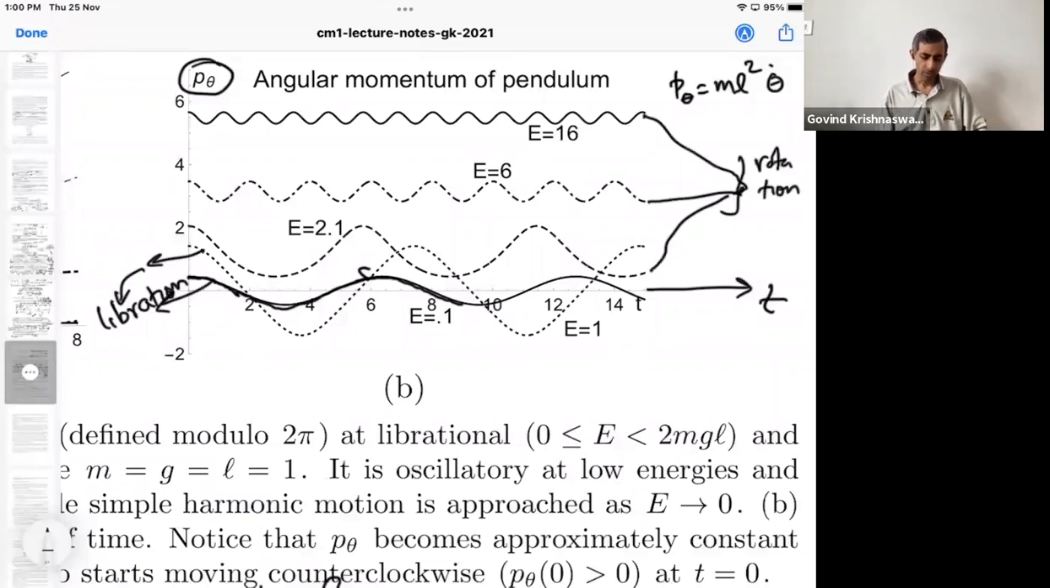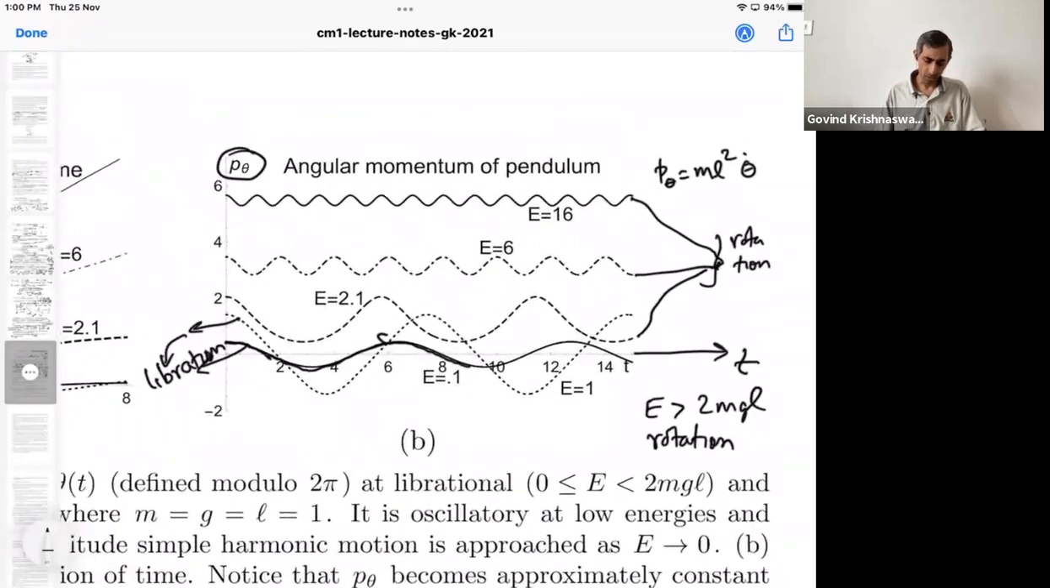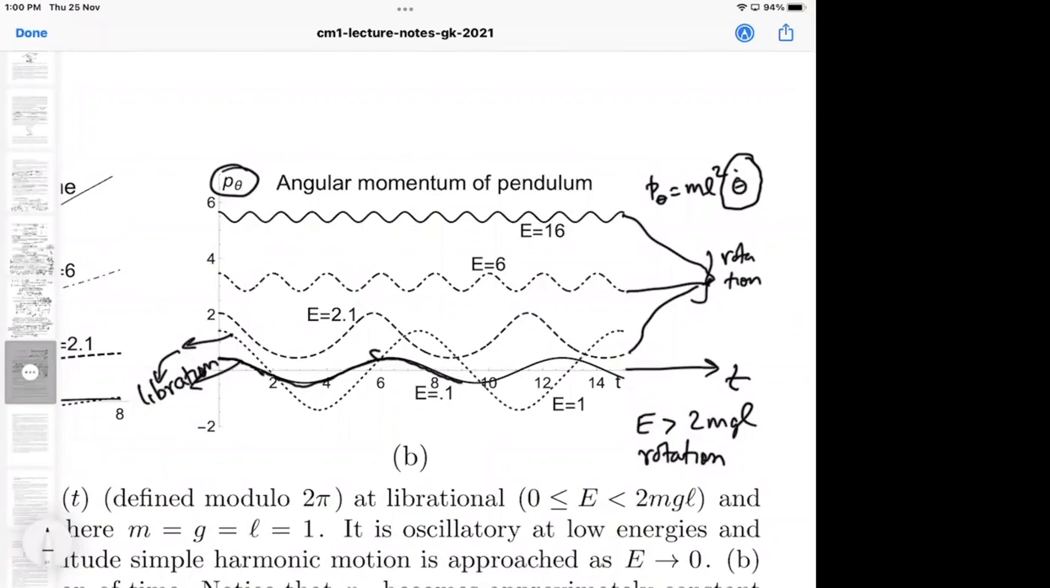But I want to clarify this from the figure itself. Indeed, we had argued previously that if the energy exceeds 2mgl, then you have rotation. Now, what is a feature of rotation? Let us understand what a feature of rotation is. In rotational motion, what can you say about theta dot? Can you suggest a feature of theta dot in rotational motion? I think theta dot doesn't go to 0 anywhere.